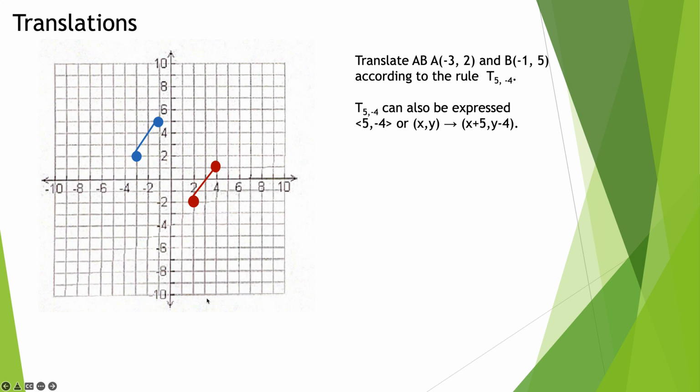Okay. Now it's also possible to have done this a different way. Remember, we do have other ways to express T, standing for translation, 5, -4. We could do it with the less than, greater than signs, where you move 5 right, down 4. Or you could do (x, y) becomes (x plus 5, y minus 4). But we could have calculated the points and then drawn them rather than counting them on the graph. The way we do that is we just add 5 to the x and subtract 4, or add -4 to the y.